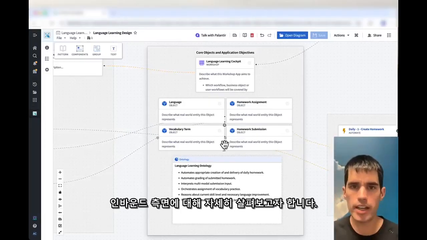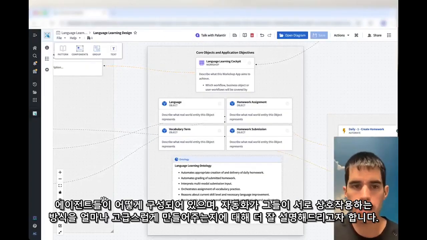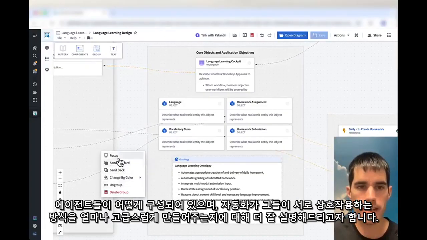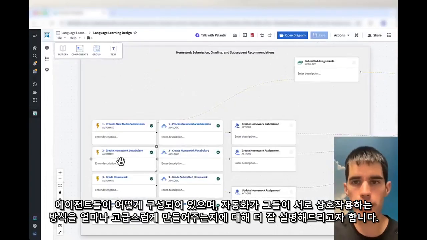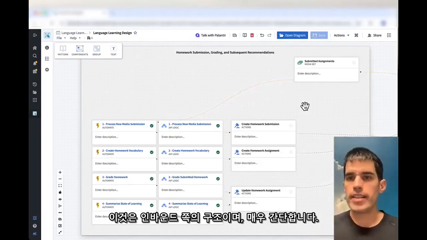I want to take a look under the hood at that inbound side to give you a better sense of how the agents are structured and how the automations allow them to interact with each other in a really first-class way. So this is that universe on the inbound side.